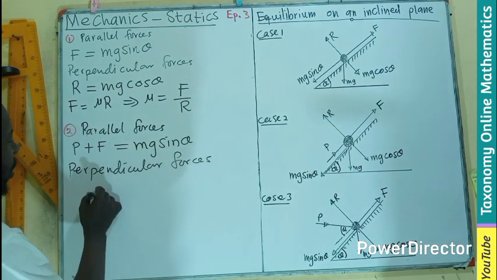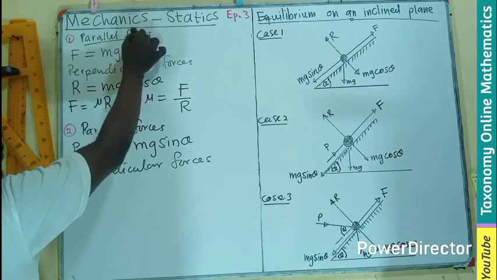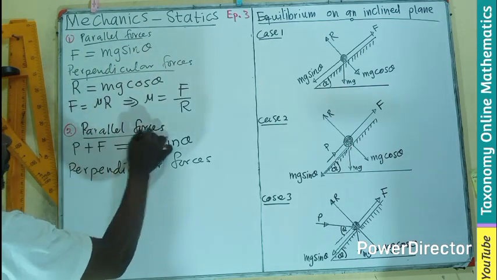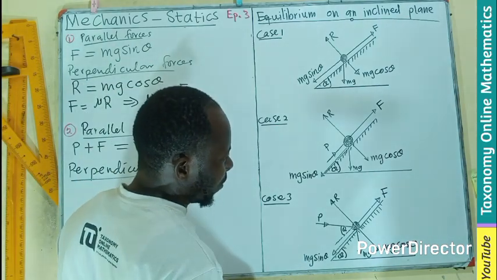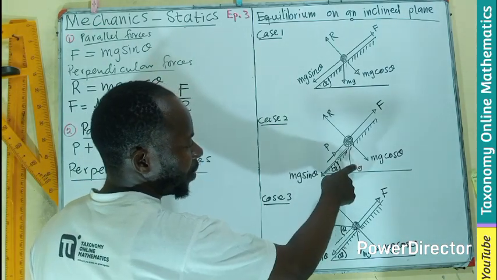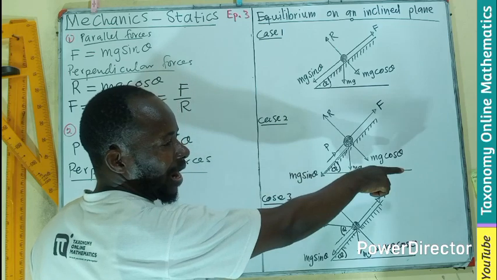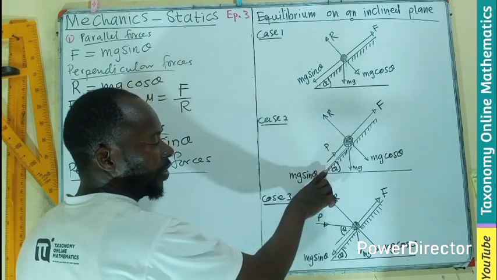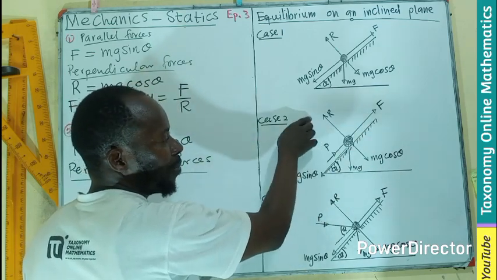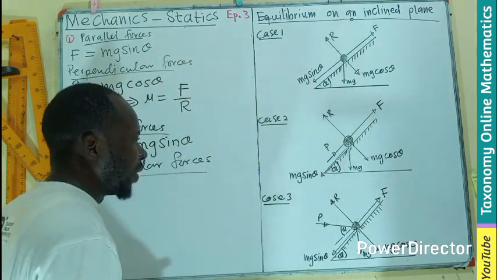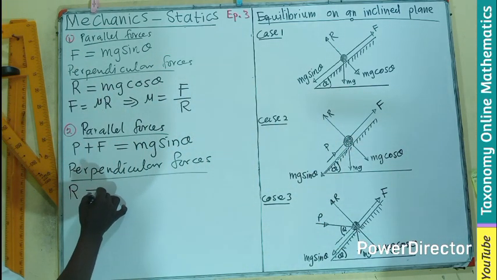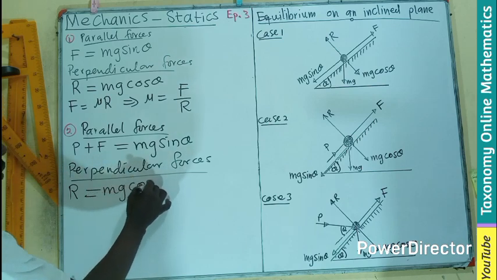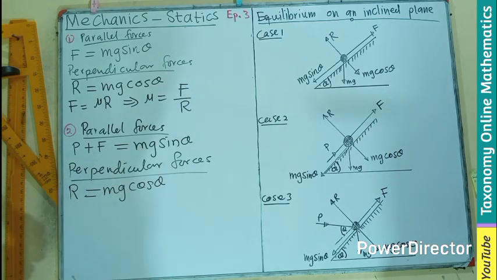Then if we take the perpendicular one, the resolution in the perpendicular direction, let me underline them. Perpendicular. Do we see any perpendicular? To the surface, not to the normal ground, but to the surface on which the body is placed. I can see upward perpendicular to the surface, downward perpendicular. So that will give us only the normal reaction equals mg cos theta. That is for the second case.